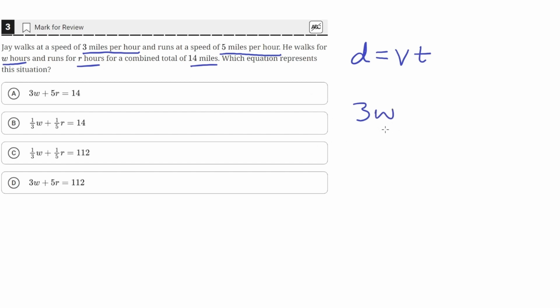So this will give us the distance that he walked. And then he runs at a speed of 5 miles per hour for a total of R hours. This will give us the distance that he ran. So adding these 2 distances together gives us the total distance, which is 14, right here. So this equation represents this situation, which is answer choice number A.